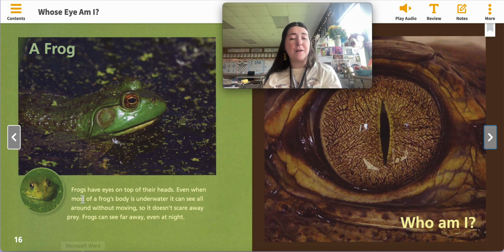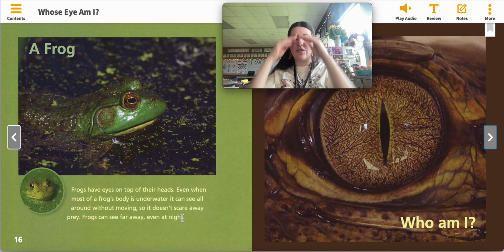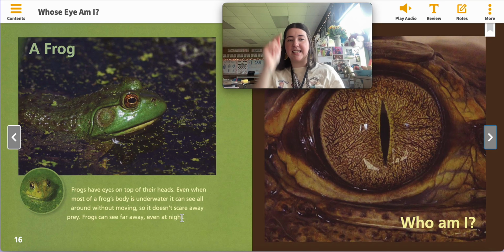A frog. Frogs have eyes on top of their heads. Even when most of a frog's body is underwater, it can see all around without moving, so it doesn't scare away prey. Frogs can see far away even at night. So their eyes are on the top of their heads, so if the rest of them is underwater, they can still see around them. Who am I?